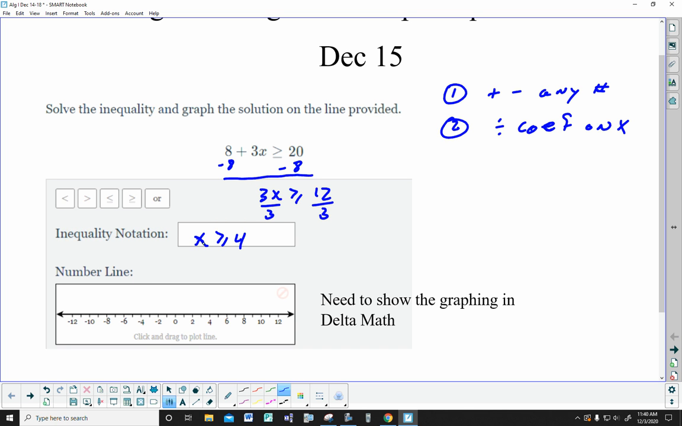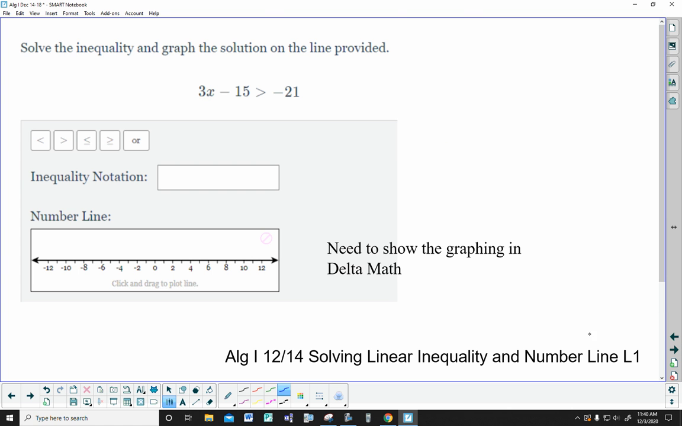Then to graph it, you'll type that in and you choose the symbols from up here. It will be a closed circle and arrow to the right. And I'll show you in Delta Math how you do that, but I'll do that in a second. Let's plow through some of these.